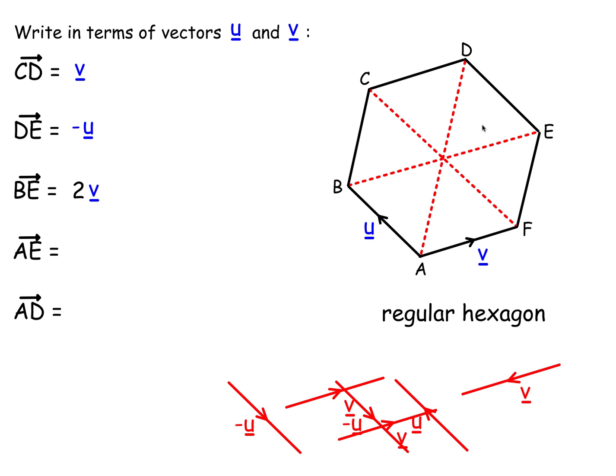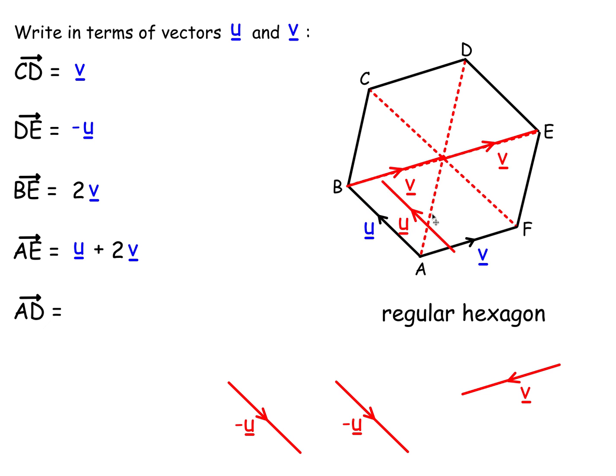So we can use that to answer other questions. So BE was 2V. Suppose we want AE to get from A to E. We must use U and V to get from A to E. We don't know what FE is at the moment. We could work it out. But to get from A to E, I can go along vector U. I can then go along BE here, which was 2V. And that's taken me from A to E. It's U plus 2V. Equally, you could have it as 2V plus U.